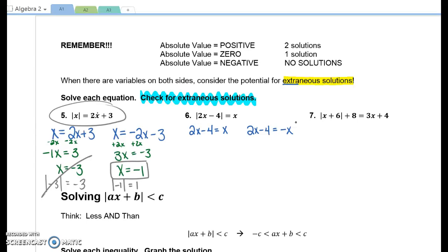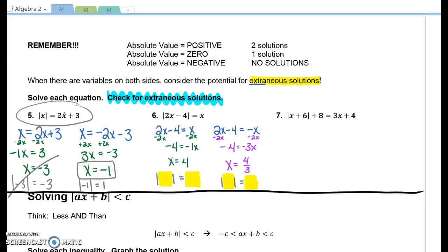Okay, take a moment, solve both of those, and then see if you can start checking your solutions in the original problem. Okay, so I solved both of them. I got x equals 4 and x equals 4/3. Is that what you got? The x equals 4 should be really easy to plug in. So 2 times 4 is 8. 8 minus 4 is 4. So inside those absolute value bars, we would have a 4. And x, put the 4 in place of that x, is the absolute value of 4 equal to 4?